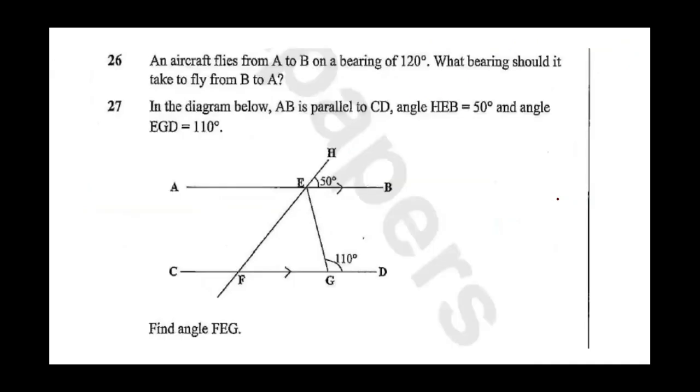An aircraft flies from A to B on a bearing of 120. What bearing should it take to fly from B to A? So now they are saying an aircraft flies from A to B on a bearing of 120. So let's just put this straight line like that. Then A to B. So if we have A and B, okay, it flies from A to B on a bearing of 120. What bearing should it take to fly backwards?